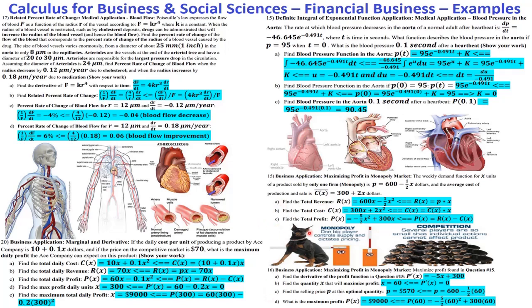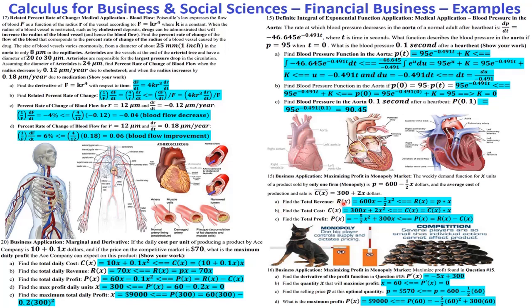Then I have here a business application, maximizing profit in a monopoly market. So you have two kinds of market: monopoly market and competitive market. Monopoly market is when the market is monopolized by one entity, by one company. Then the competitive market is when you have several players in the market.